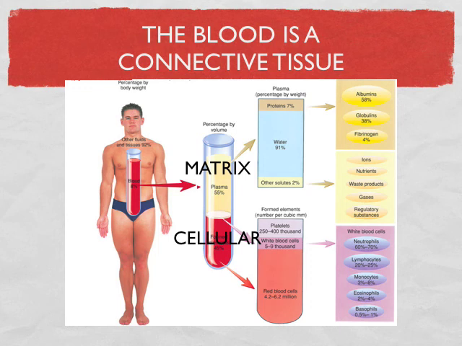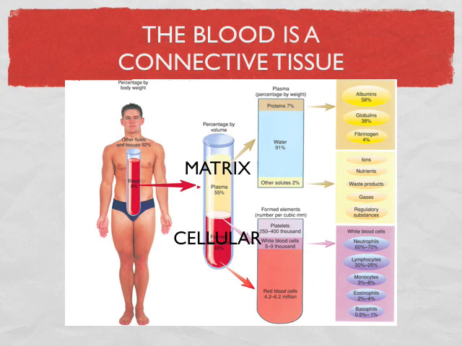Now, that cellular component varies with age, it varies with sex. Males tend to have a slightly higher percentage. Females have a slightly lower percentage. It's going to be a higher percentage in youth than there will be in older people. So there is some variety, but there are norms for each age and sex.